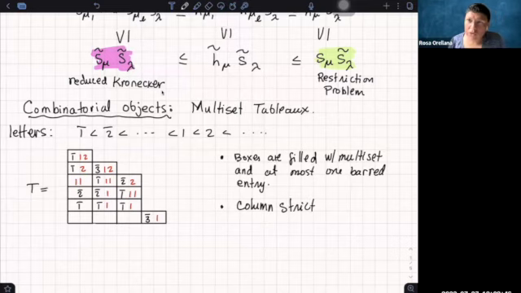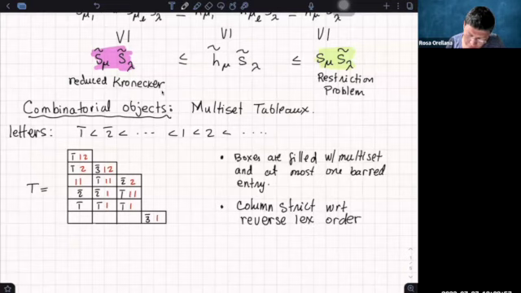And it is column strict with respect to a reverse lexicographic order, reverse lex order, which means that if you look at two words, you start looking at the end and compare the last two entries. If they are equal, you move to the next one, and you compare the next entry to the next one. And this is smaller than the one in this order. So that's how you do that comparison.